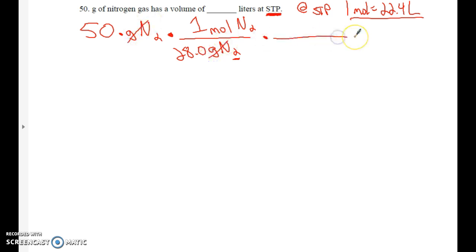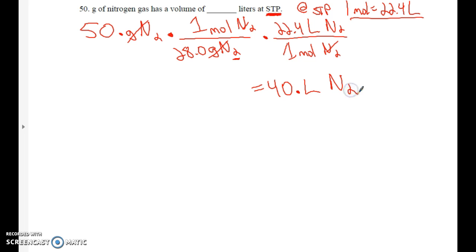What we have to do now is use Avogadro's law. 1 mole of a gas at STP is 22.4 liters of that gas, regardless of the molar mass. So you do the math for this, matching the significant digits to the number of significant digits in the problem. You get 40 liters of N2.